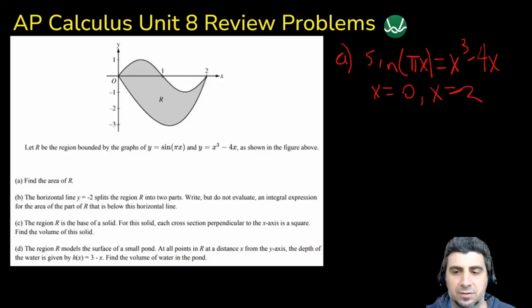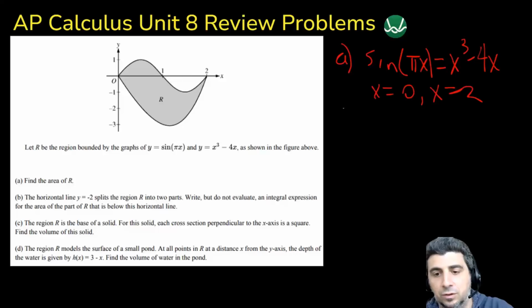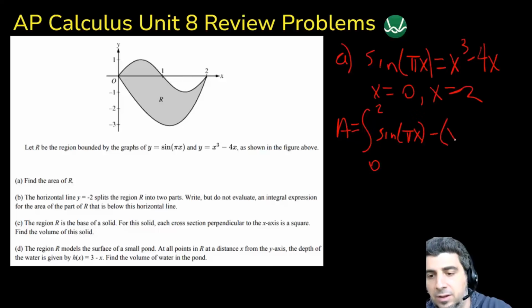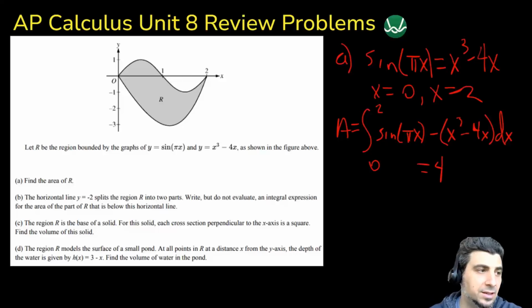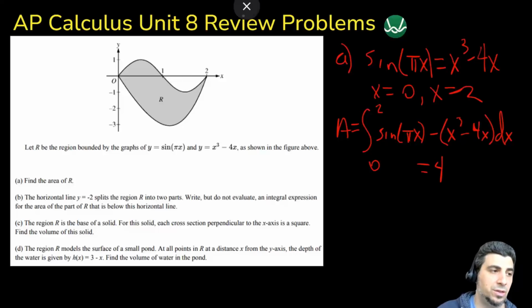When you write your answer, you just have to remember to write the functions here instead of f and g. So area equals integral from 0 to 2 of sine pi x minus, now it's important to put the x cubed minus 4x in parentheses because you're subtracting that whole function. And you could write equals 4. And then that's it. For this one, you get 1 point for solving the equations with the correct limit, 1 point for the correct integrand, and 1 point for the correct answer.